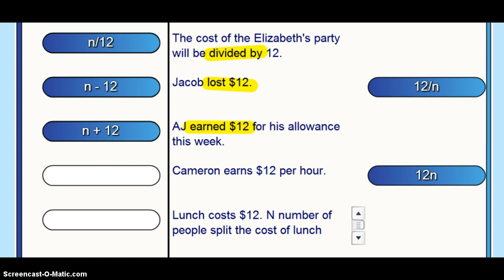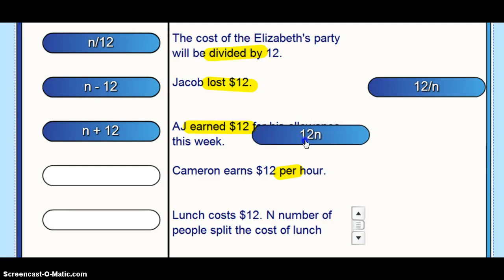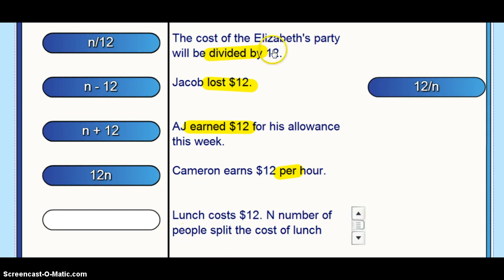Cameron earns $12 per hour. Here's the key word, per. If Cameron works 1 hour, he's going to make $12. If Cameron works 2 hours, he's going to make $12 the first hour and $12 the second hour, which means 12 plus 12 is 24. So you could do repeated addition for every hour that he works, but we all know that the quick and easy way to do repeated addition is multiplication. So he's going to work n number of hours, and he's going to make $12 for each hour that he works.